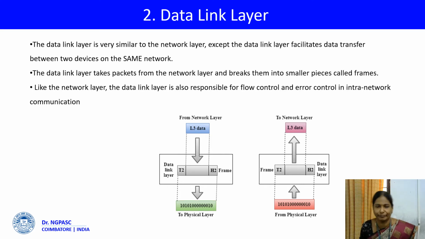The data link layer accepts the data from the network layer, and if the data is very large, it can divide the data into a number of frames. It also takes the responsibility of error control and flow control. Next, we have to see what the functions of the data link layer are.